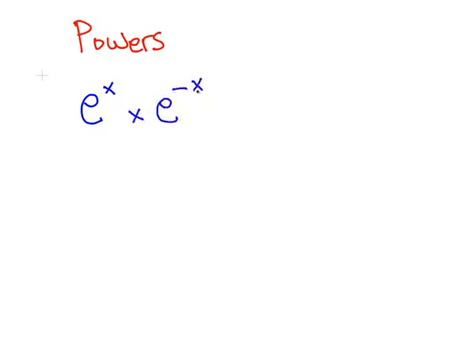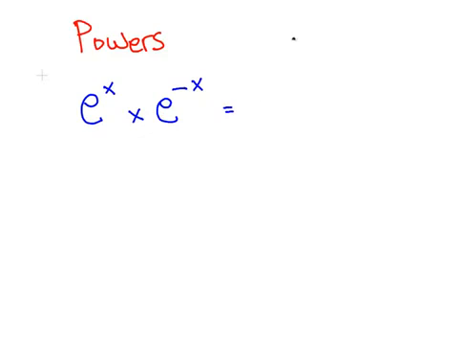So let's talk about powers, or particularly exponentials. e to the x is the building block, and likewise we have e to the minus x. But suppose we are multiplying two of them, e to the x times e to the minus x. The rule here, the rule of powers, is that we add the exponents.